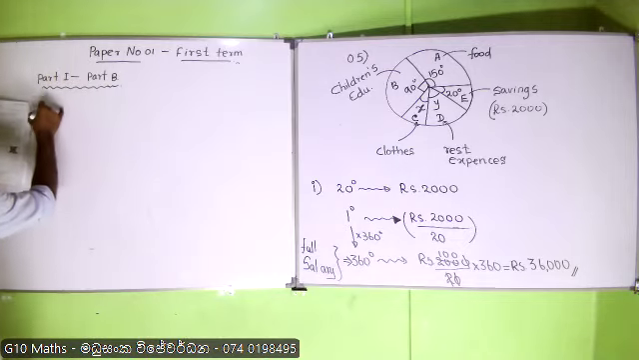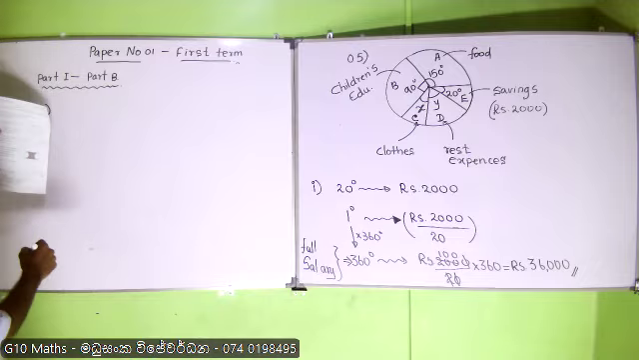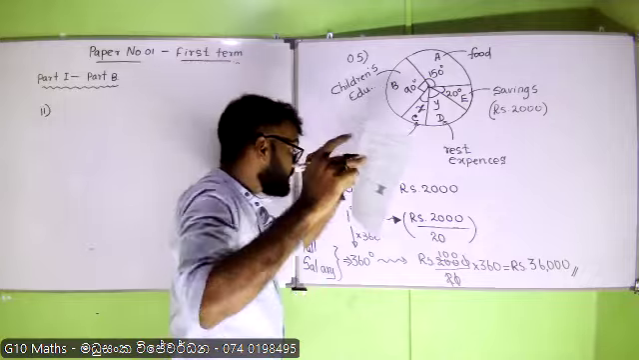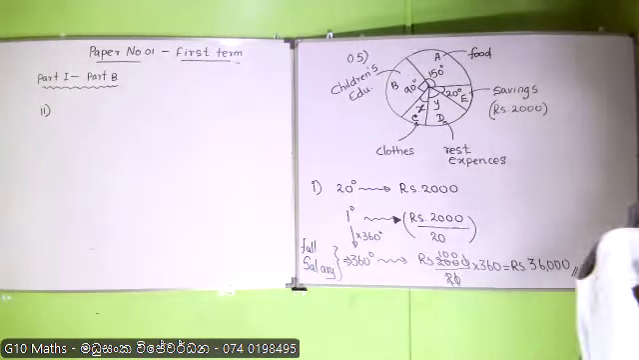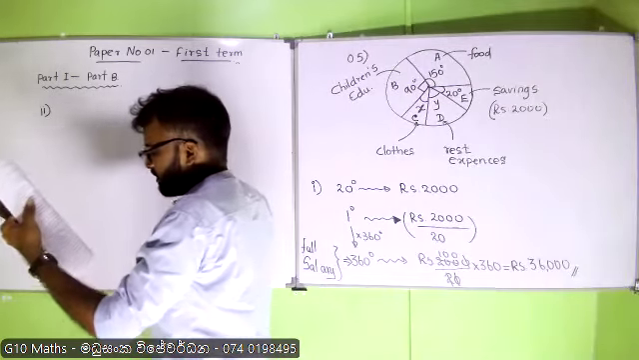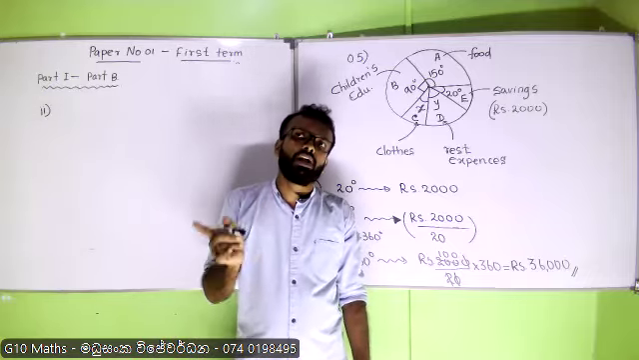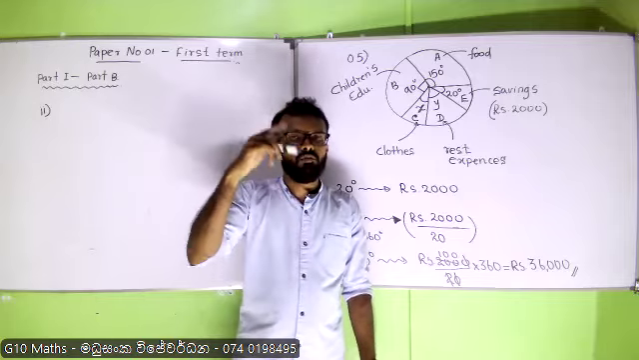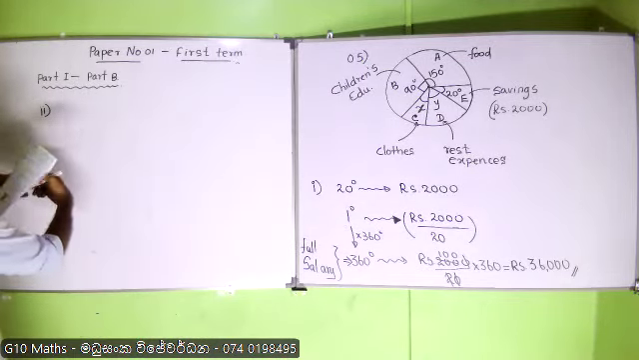Then second, represent children's educational expenses as a percentage of total earnings. I need to multiply the fraction by 100% if I want to get a percentage. So that is the logic you need to know.